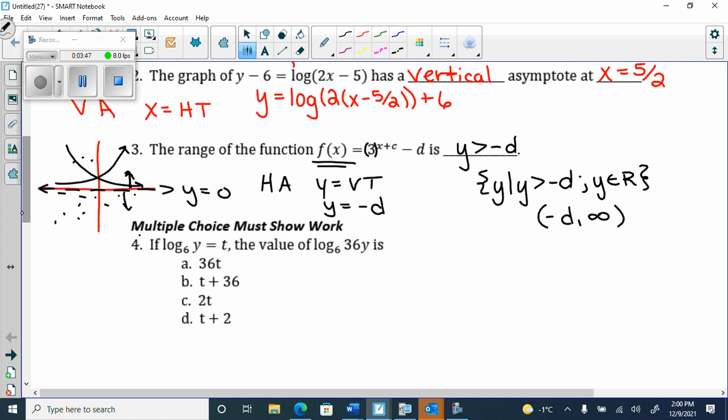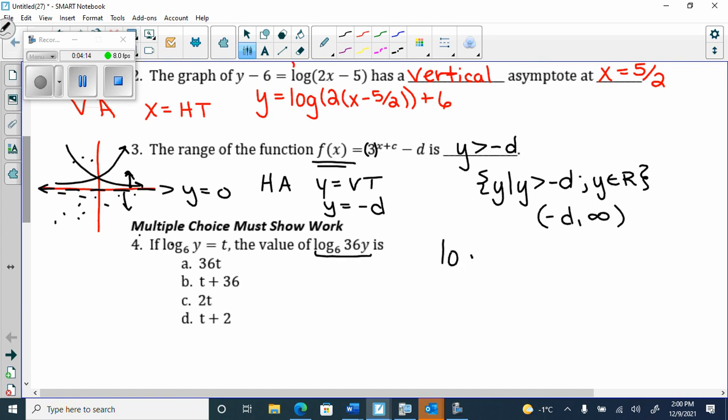Now this one, you have to be able to spot these. They will give you a piece of information about a log, and then they'll just give you a statement. And you have to do something with that statement that will make it look like the information they gave you so you can actually do something with it. Okay? So this is information given. I'm just going to let it sit there for a little bit. I'm not even going to think about it. I could think that if I can get log base 6 of y, somehow I can replace it with a t. Correct? But this is the actual information they gave me.